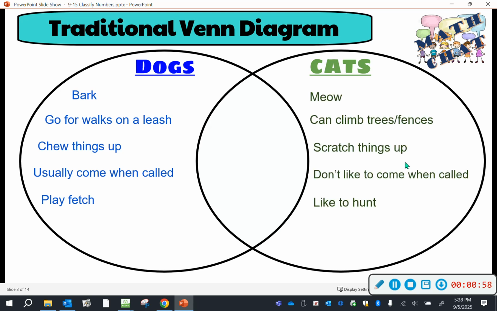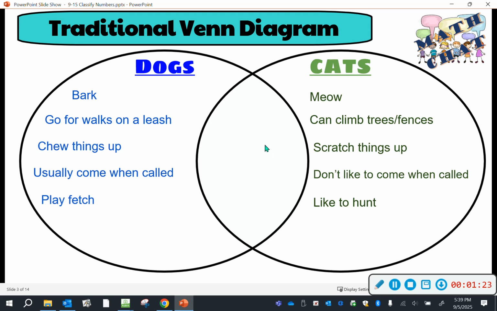Now, cats, they'll meow, although I have heard one bark before. They can climb trees and fences. They scratch things up. I know my cats do. They don't like to come when called, unless you're opening a can of cat food. And they like to hunt, although my dogs like to hunt too. So this is just a typical cat, not your everyday normal cat.